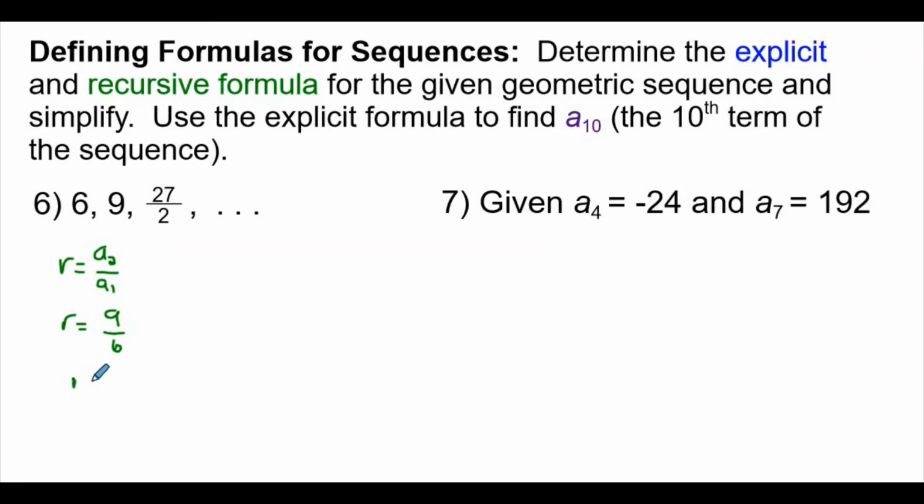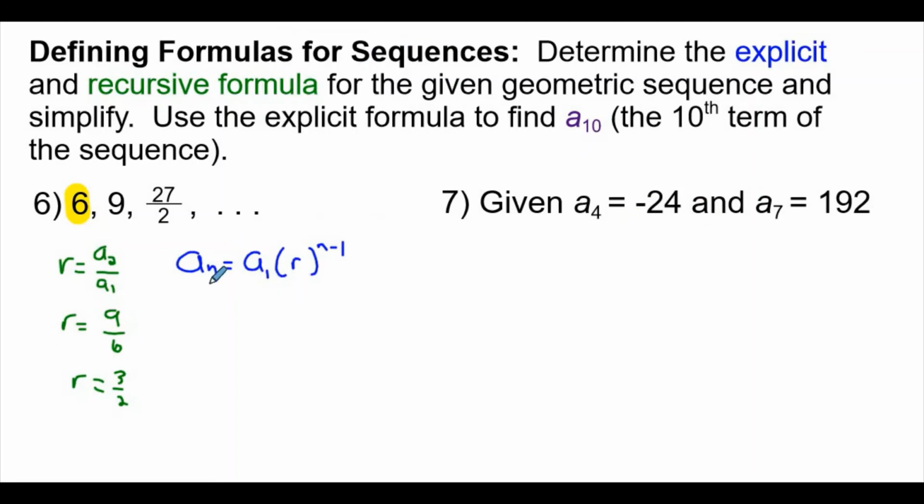A2 divided by A1, and that, of course, will give 3/2. And so that's our R value. And then to write the explicit is just incredibly easy for geometric. It's AN is equal to A1 R to the n minus 1. And so once again, A1 is given. Now notice over here it's not, so that's why we had to learn those other things.